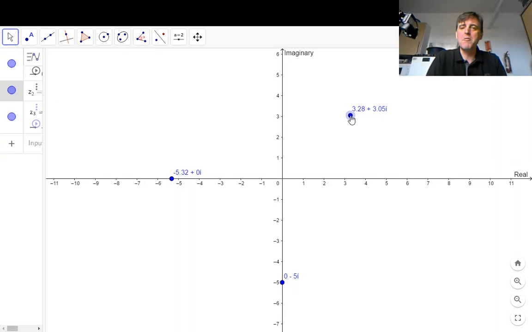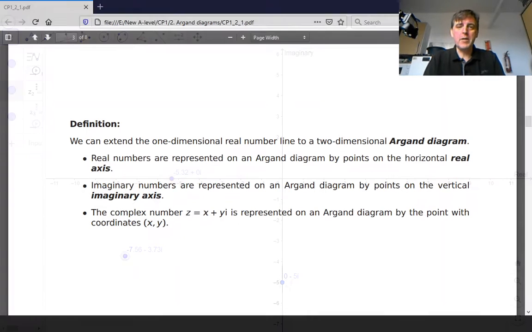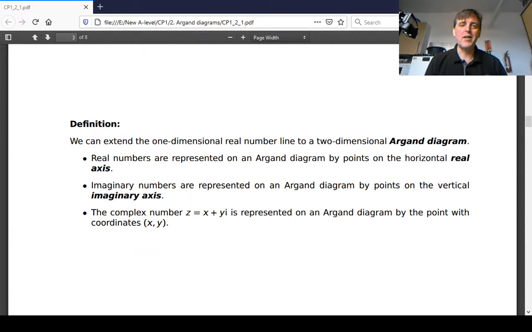So there we go. It's a bit like coordinates here. So this number here, which is 3.2 plus 3.01i, we just go to the point with coordinates 3.2 and 3.01 up here. Obviously, we can make some of those coordinates negative. So down here, for example, that complex number would have a negative real part and a negative imaginary part.